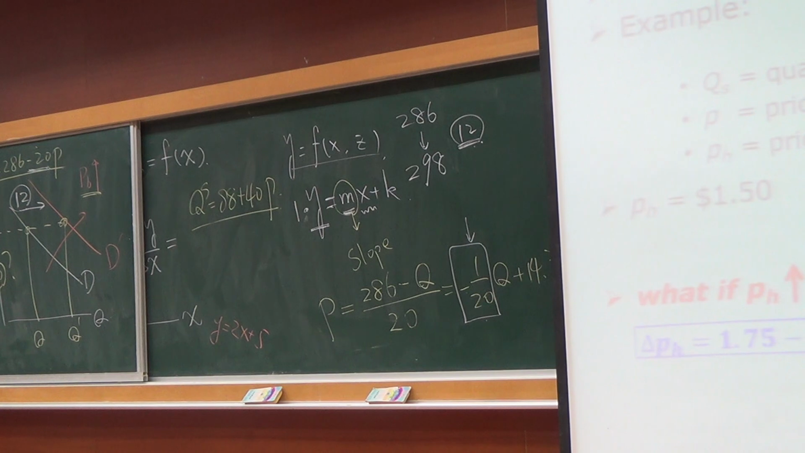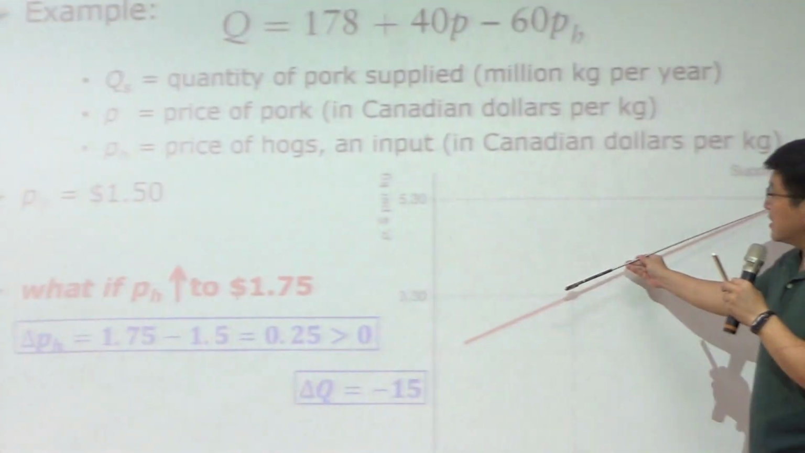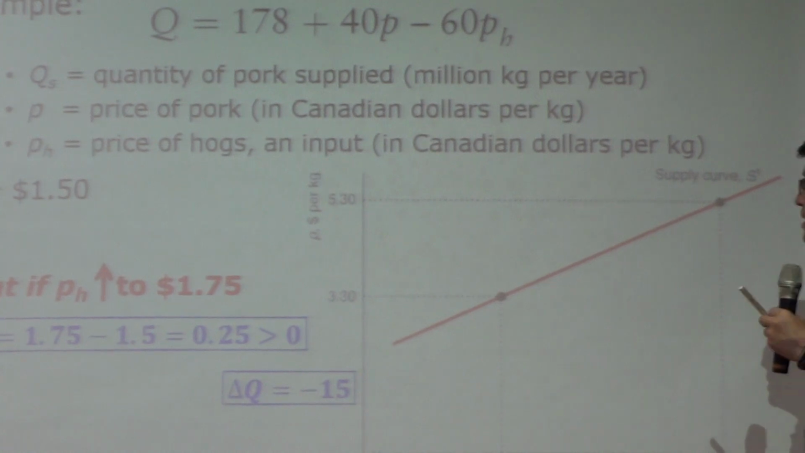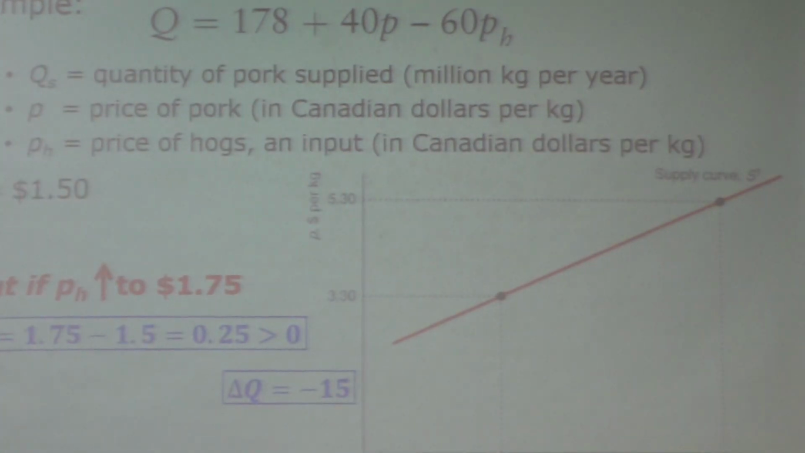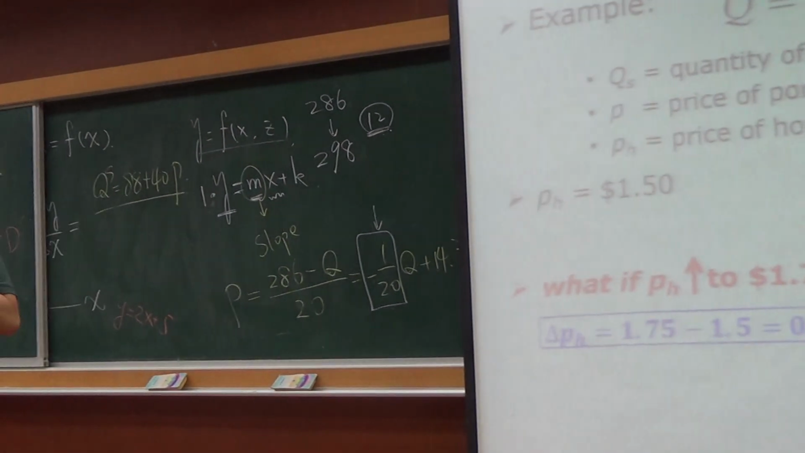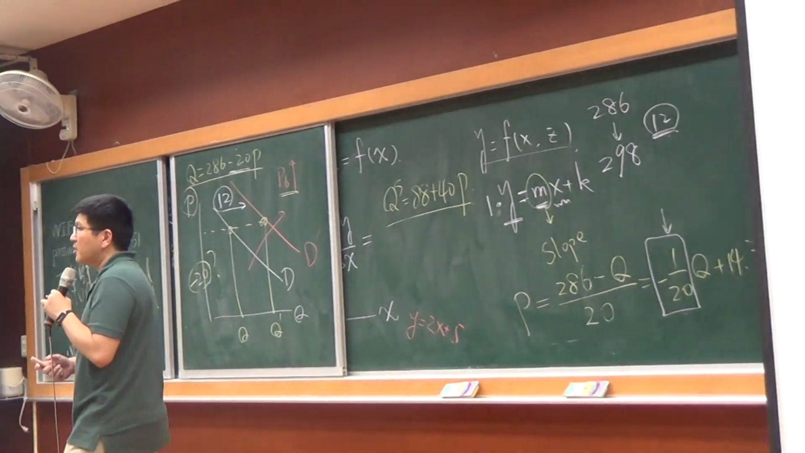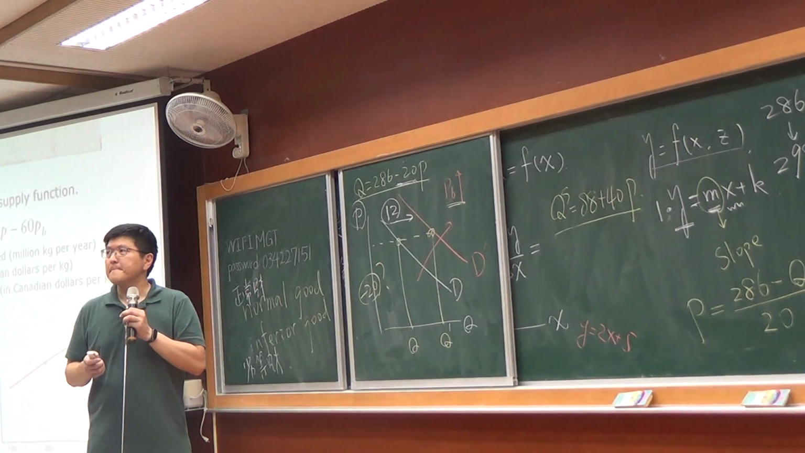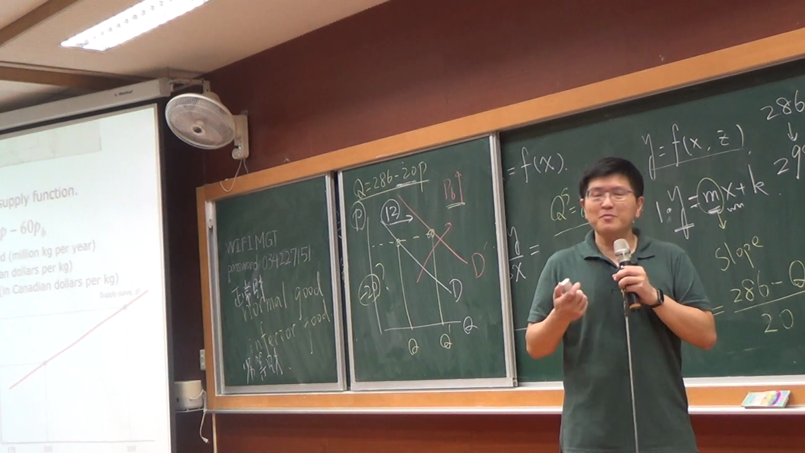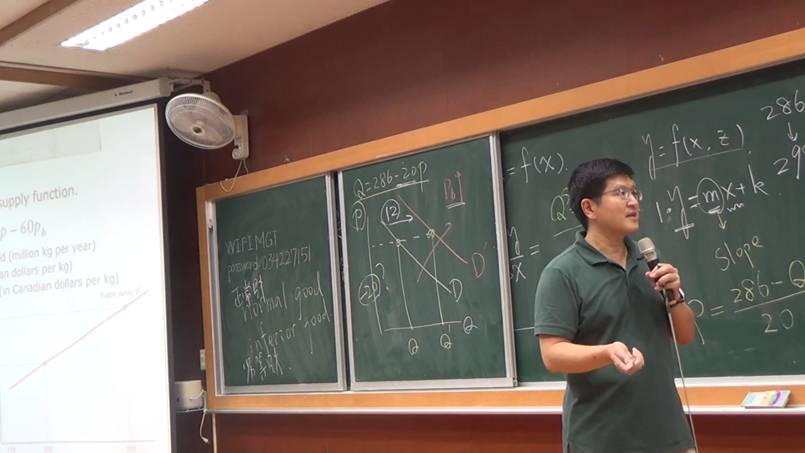Okay, so we may draw a supply curve. And if pH increases from 1.5 to 1.75, then you will see a shift to the left of the supply curve. Any question about this, the supply, demand? It should be very simple. I just gave you a quite simple example to start today's class.